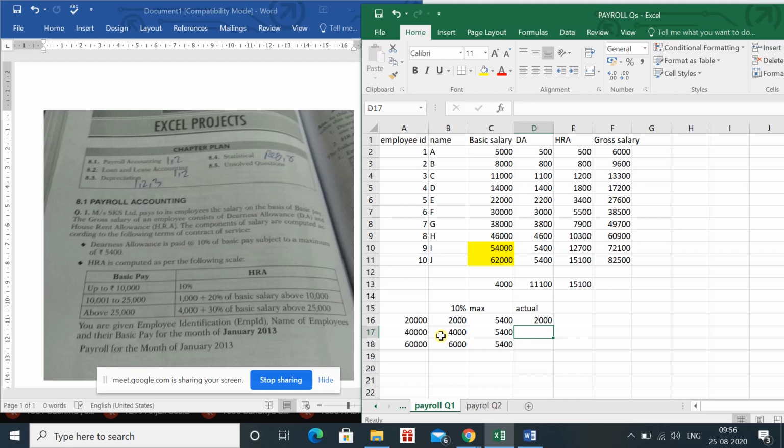Then if your basic salary is 40,000, 10% would be 4,000. So then you will compare these two, whichever is lower. Why are we saying whichever is lower? Because it is saying you can pay 10% but subject to a maximum of 5,400. आप 10% दोगे but it should not be more than 5,400.